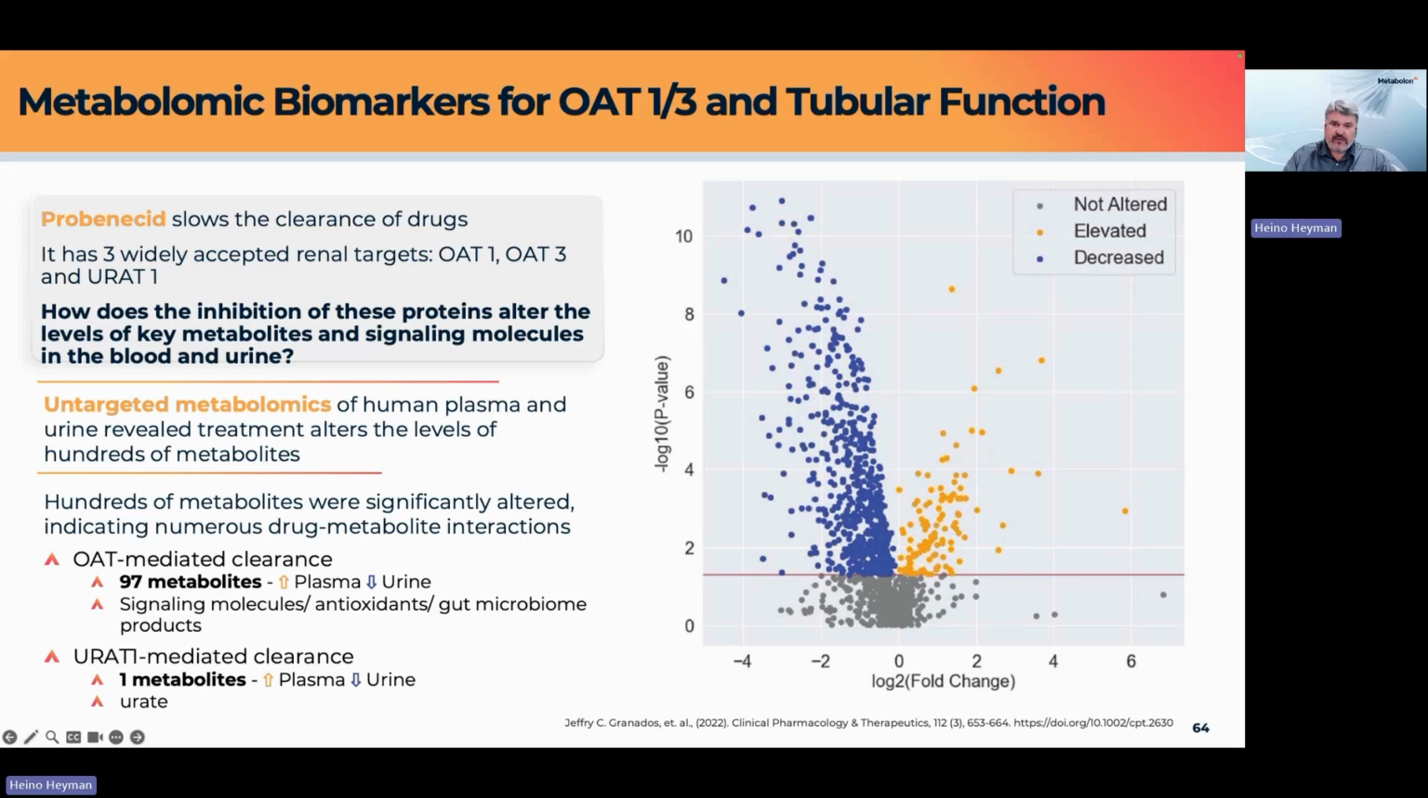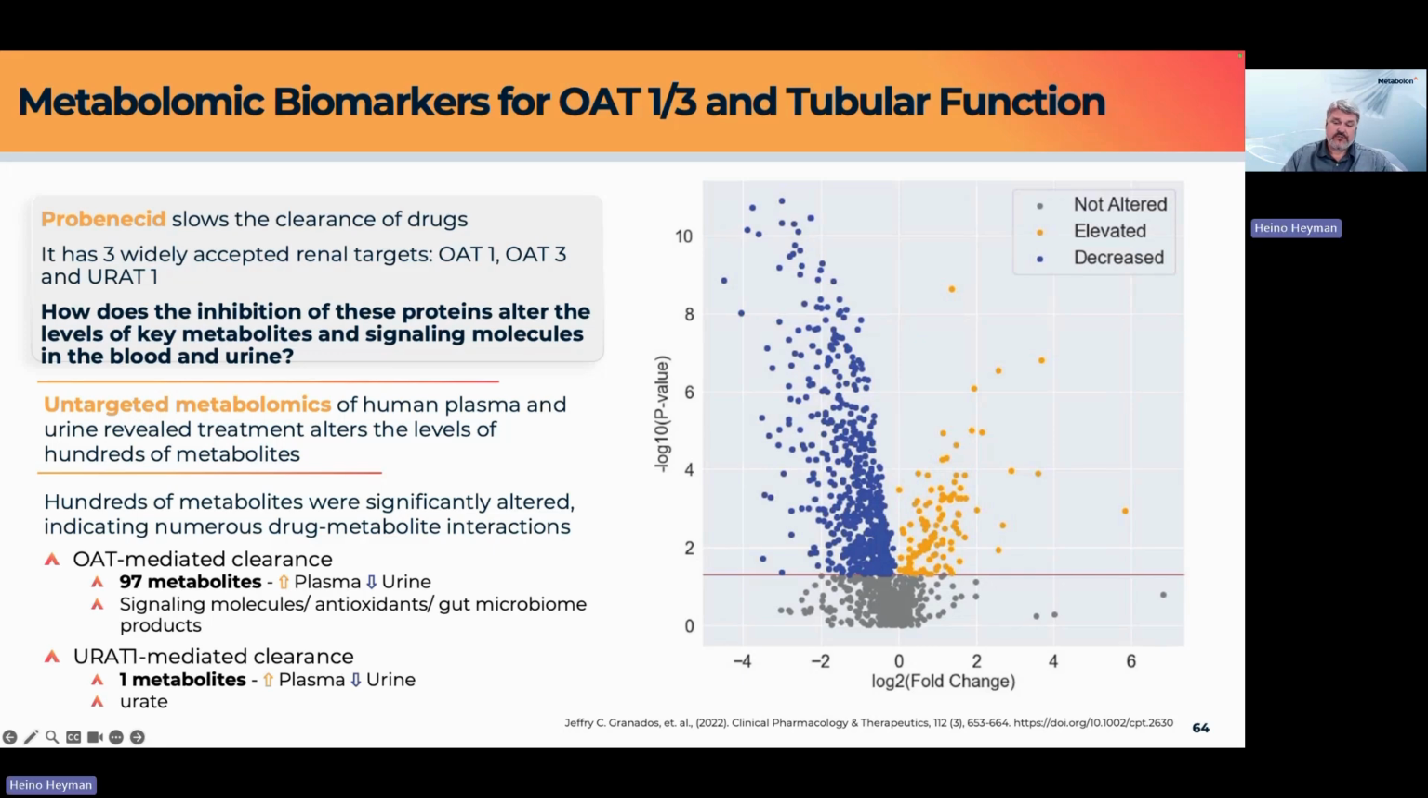They then specifically wanted to focus on OAT1's substrates. When they had a specific look at these, they clearly saw an OAT-mediated transporter pathway being significantly enriched, which makes sense. But they also specifically identified 97 metabolites that were significantly elevated in plasma but also decreased in urine, indicating a very specific OAT-mediated clearance. These metabolites included signaling molecules, antioxidants, as well as gut microbiome products, specifically some bile acids.